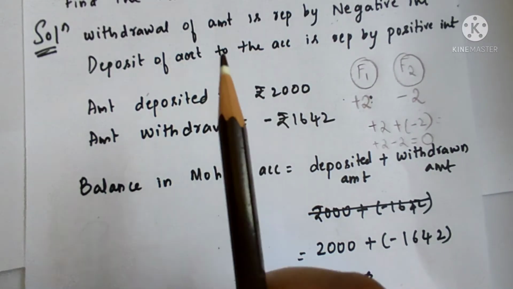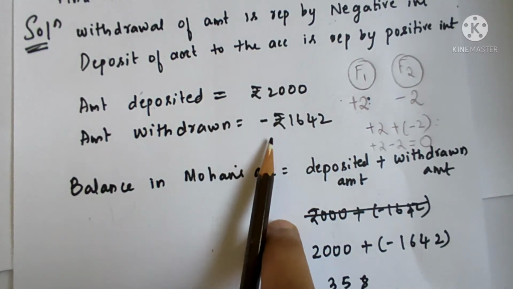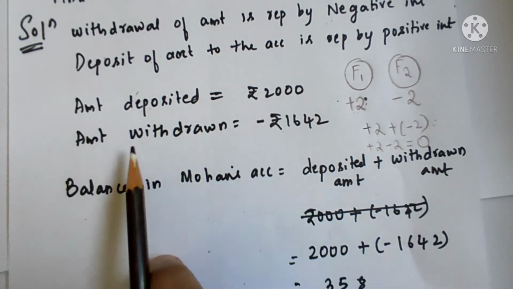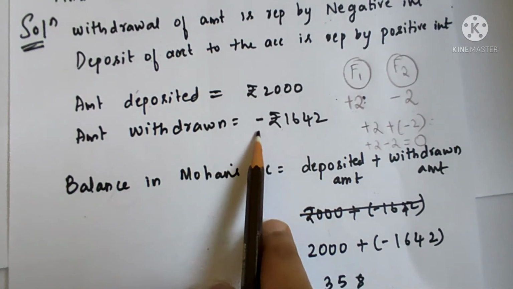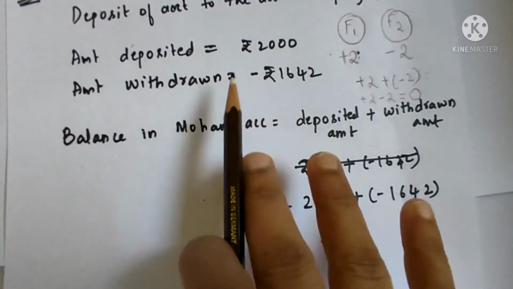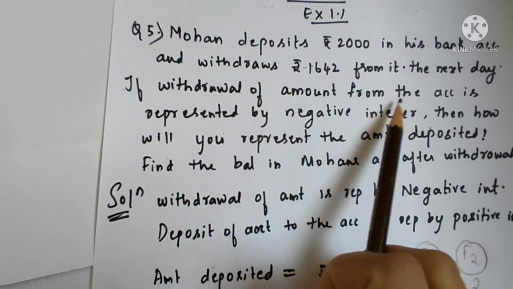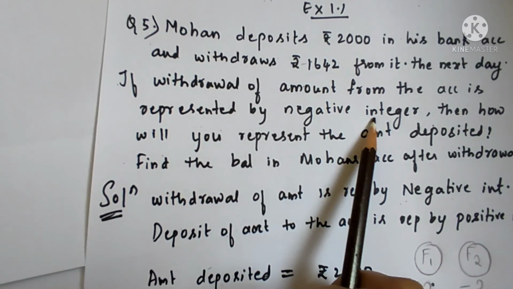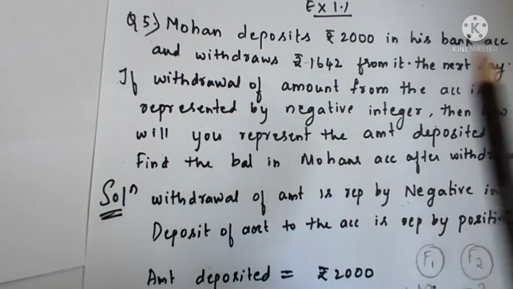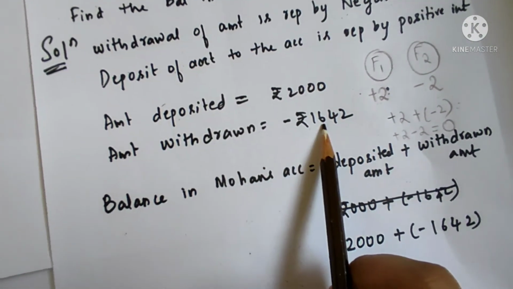To find out what is the amount in his account, we are going to add up the amount which is deposited and the amount which is being withdrawn. So how much amount is deposited? It is 2000 rupees. How much amount is withdrawn? It is minus 1642. Why is it minus 1642? Because in the question they have already given that amount withdrawn is represented by a negative integer. So however much amount is withdrawn, it is a negative integer, so it will have a minus sign. So amount withdrawn is minus 1642.